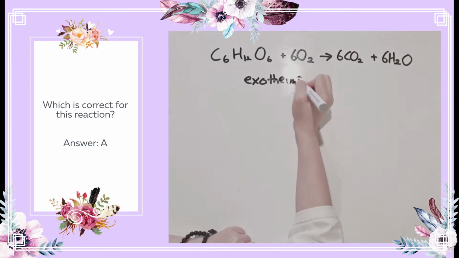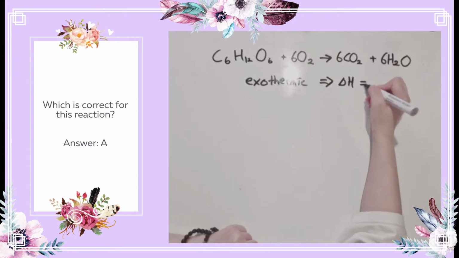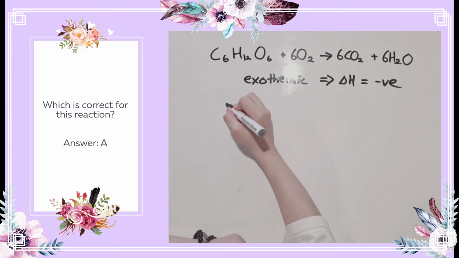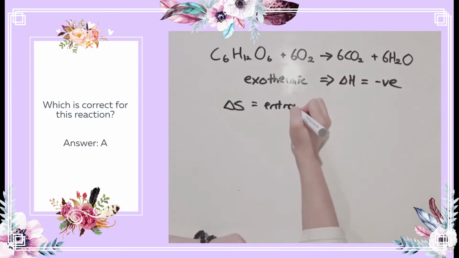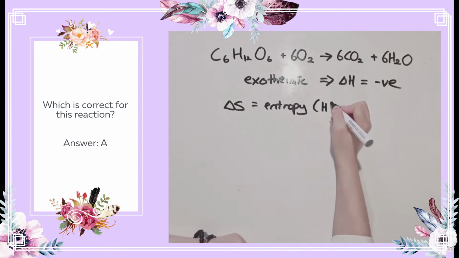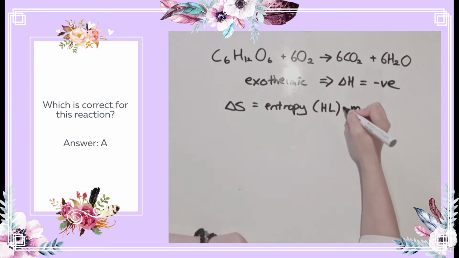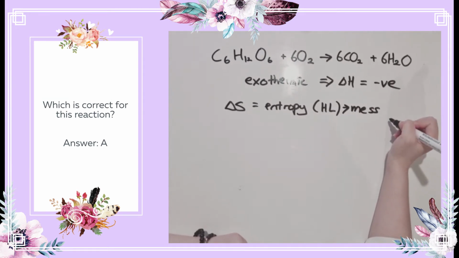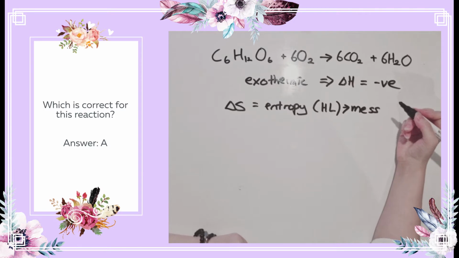As this is a combustion reaction, it is exothermic, meaning delta H is negative. Moving on to delta S, change in entropy. Entropy is a higher-level content, but in a nutshell, it represents the extent of messiness.